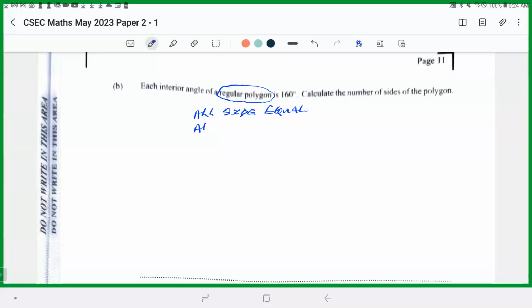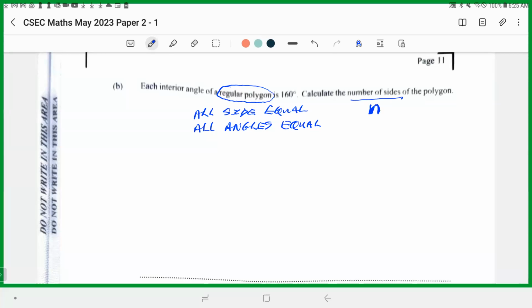And also all angles equal. A polygon is regular if all sides are equal and all angles are equal, like a square. And also each angle in there is 160 degrees. Calculate the number of sides in the polygon. Let's say that number of sides is n. So we're trying to find n.